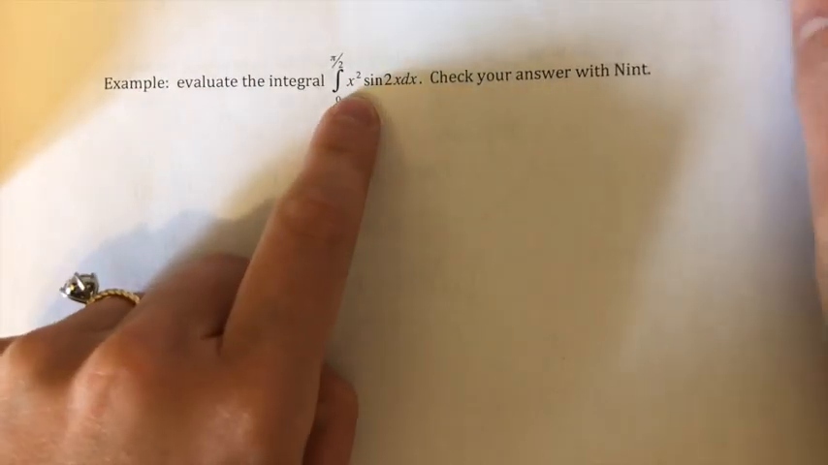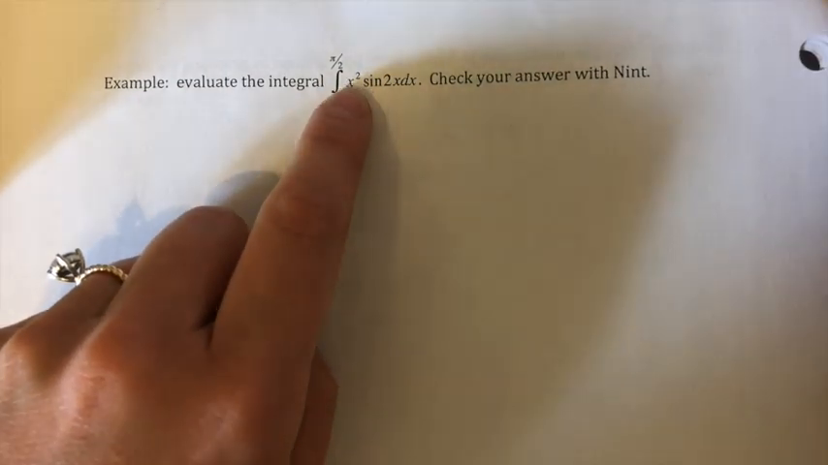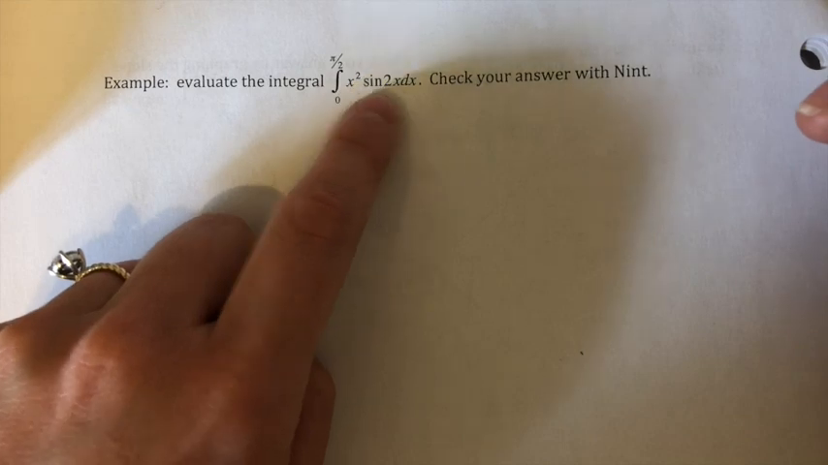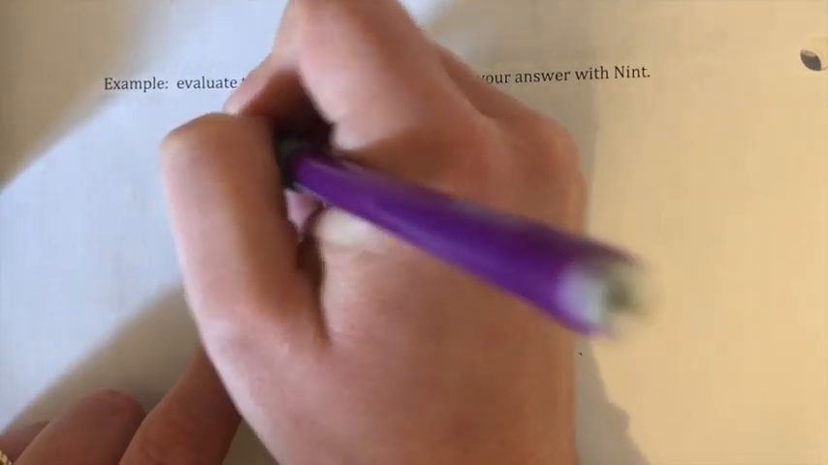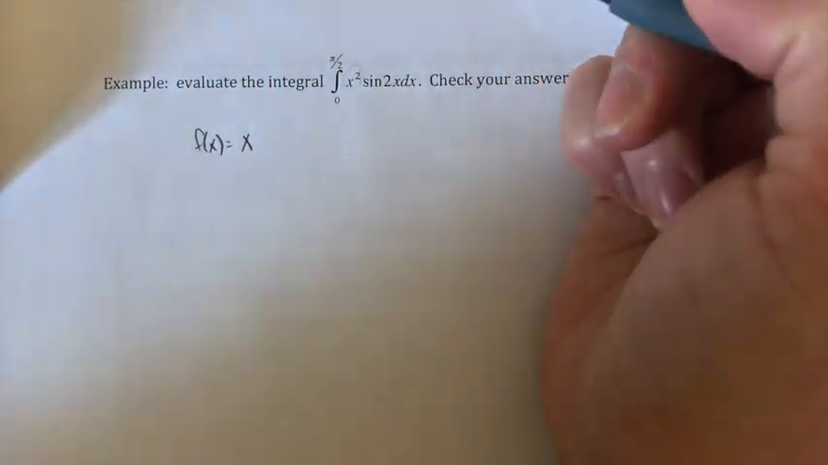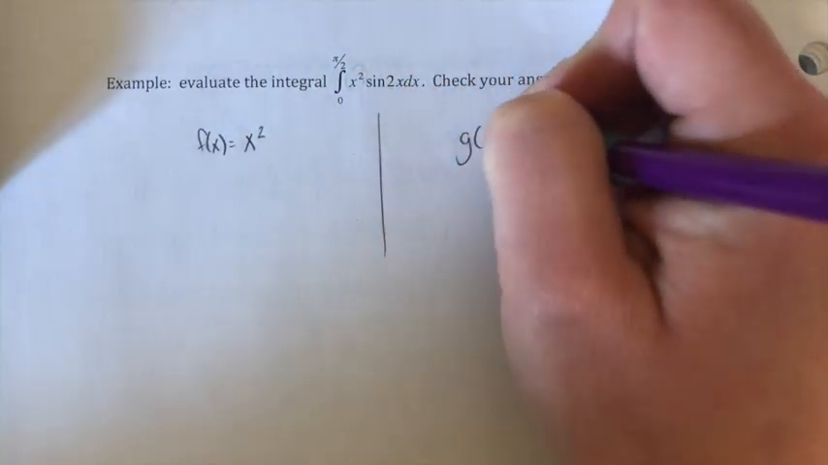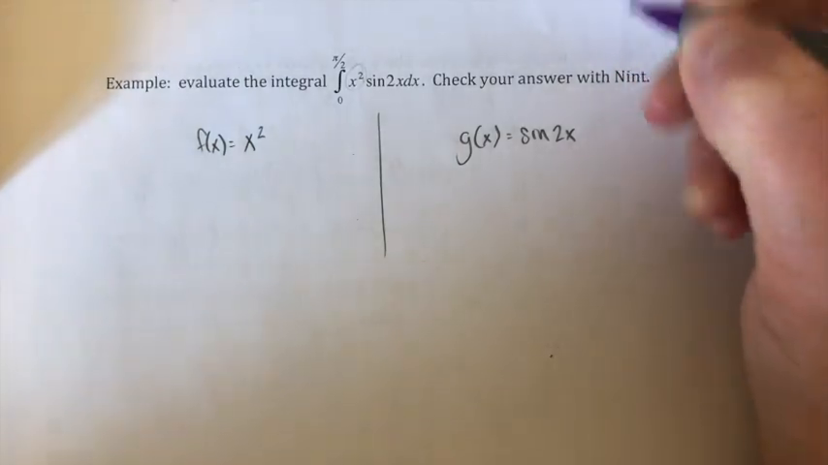This one's got an x squared, and then a sine of 2x. So this one's easy to do a derivative of, and this one's pretty easy to do an integral of. I'm going to use tabular again just to show you that it works on the x squared too. So f of x is x squared, g of x is sine 2x.